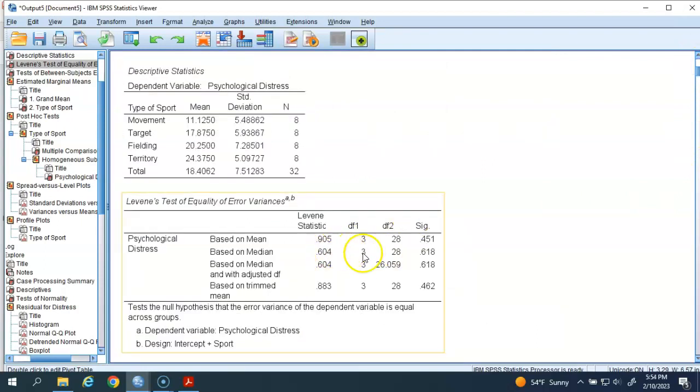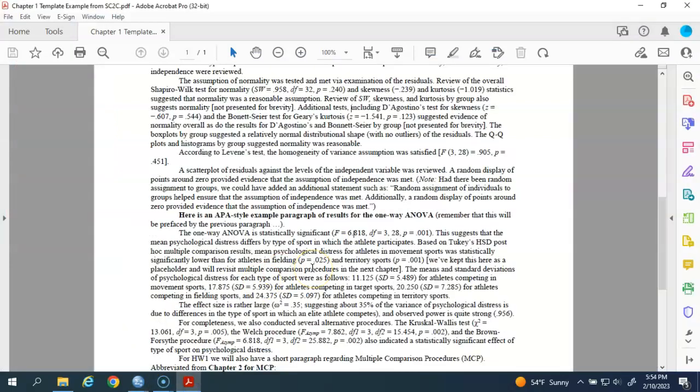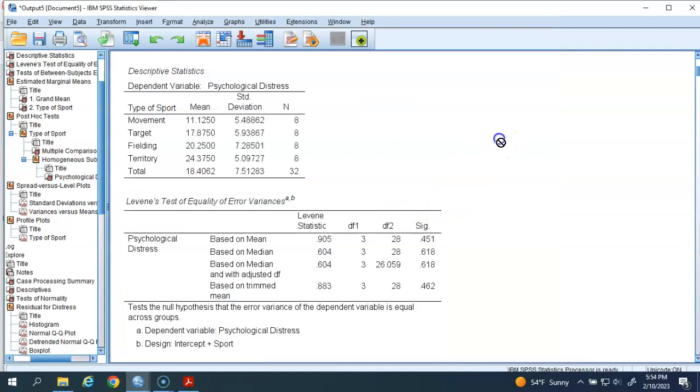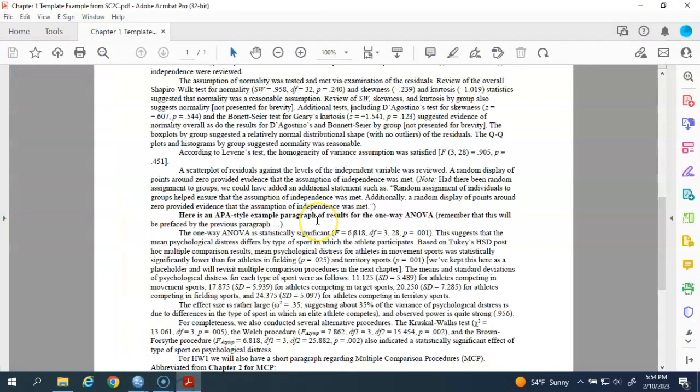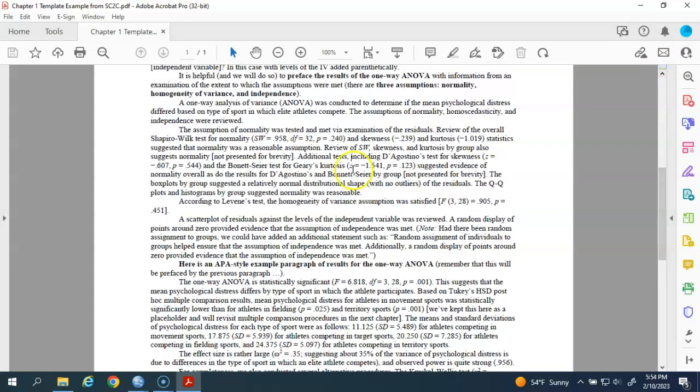See Levene's test, 0.451. And here, the Levene's test was reported up here as 0.905 with p equals 0.451. We see that matches our outcome. So I just want to sort of show you 0.905, sorry, and 0.451, that I'm just taking those elements and placing them. All of our preliminary template here that we pulled from our textbook.